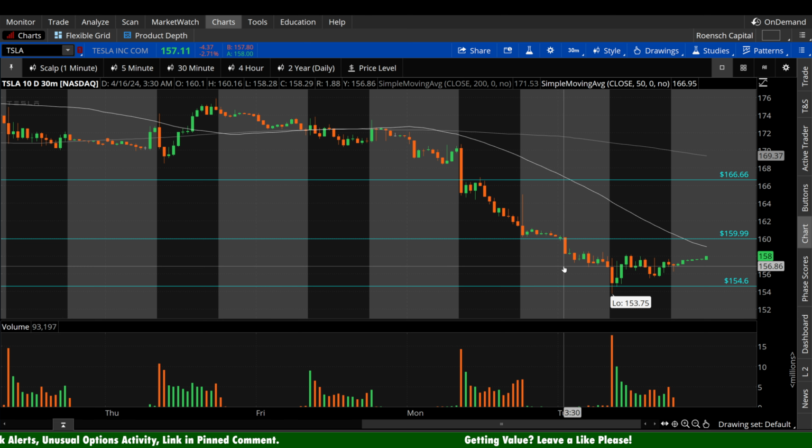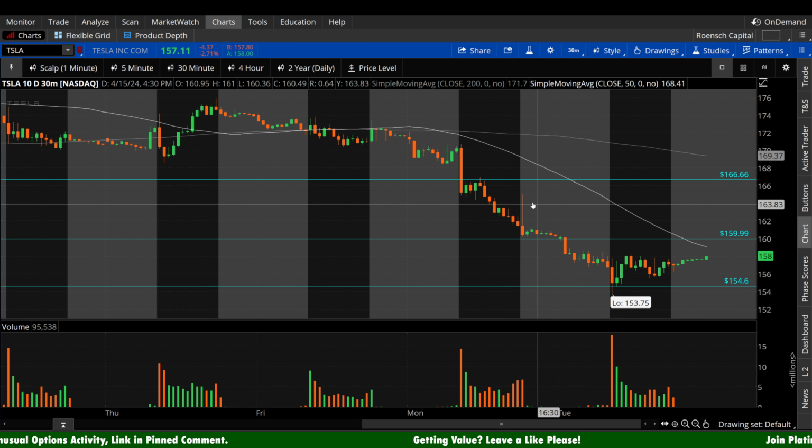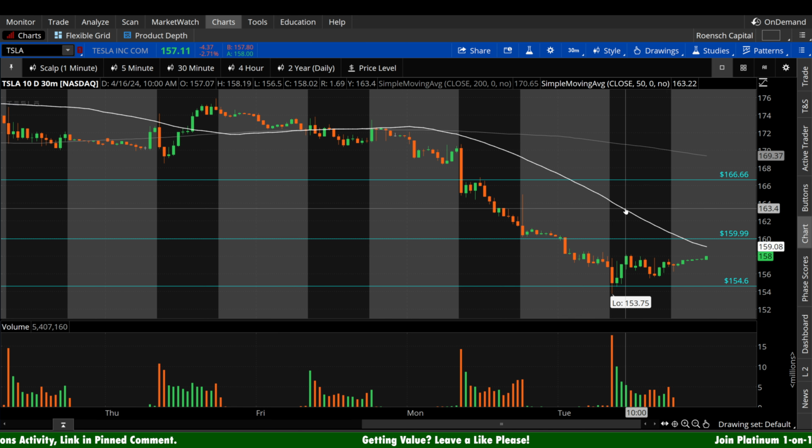Okay, so here on the 30-minute chart, you can see that this 50 period came downside very quickly, as we discussed in yesterday's Tesla video.